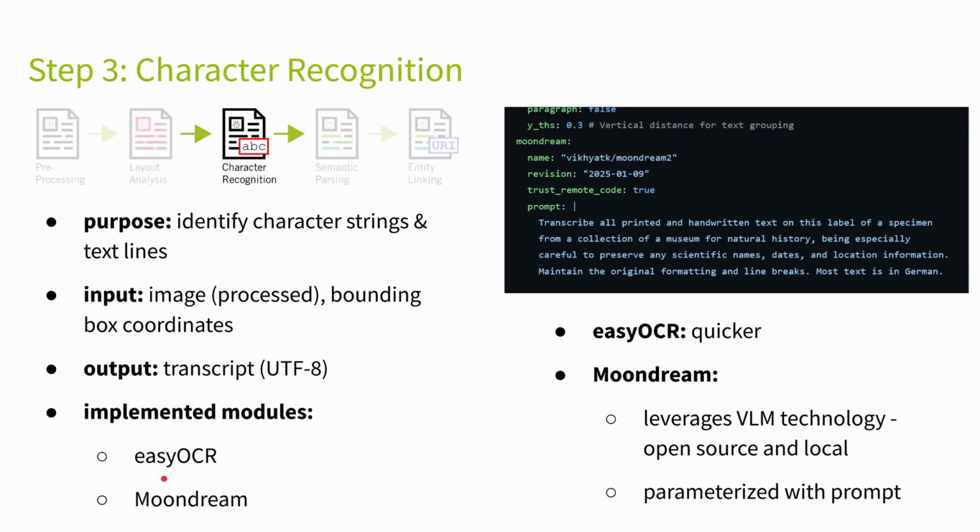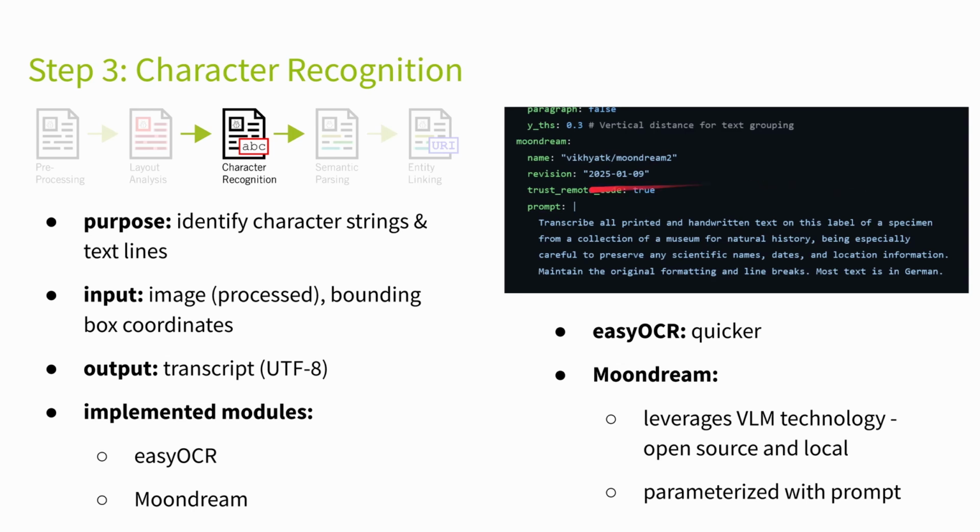EasyOCR is a tried and tested solution for optical character recognition. It's very efficient. And with Moondream, we have a module in the pipeline that leverages visual language modeling technology. The added benefit is that this is open source and locally deployable. And in this case, the execution of the Moondream model is parameterized with a prompt.